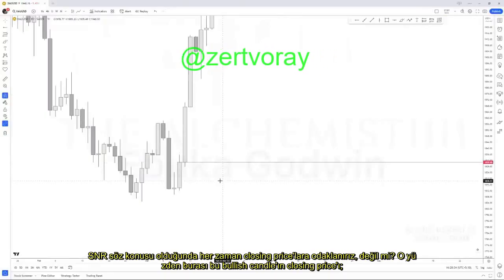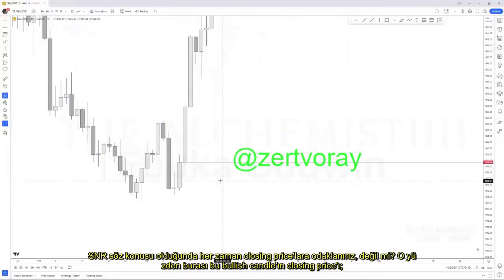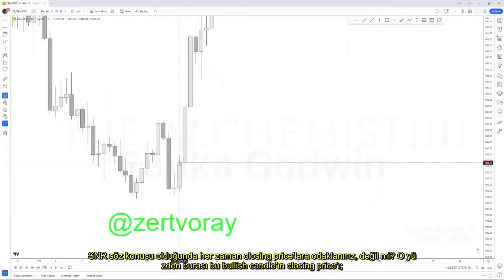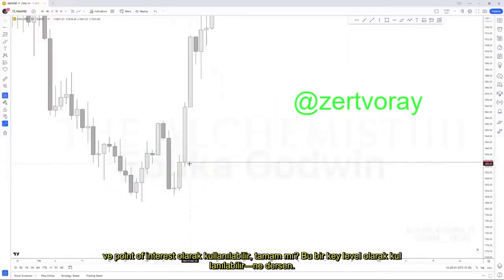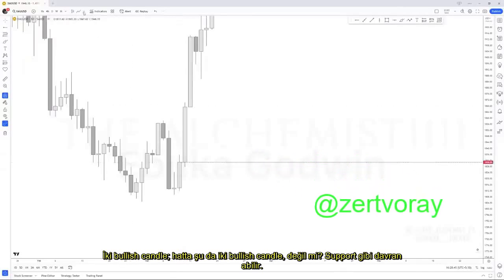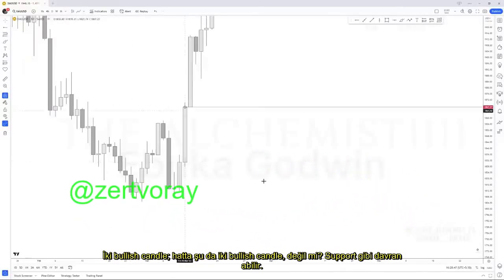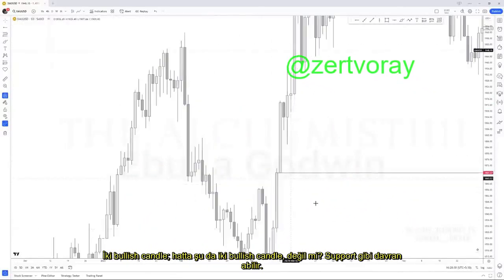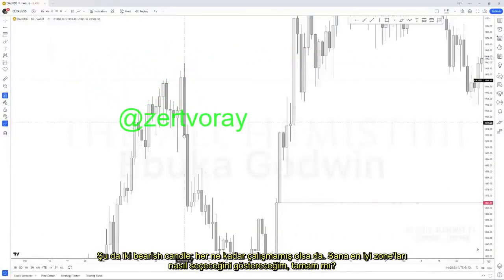I told you when it comes to SNR, we always focus on the closing prices, right? So this is the closing price of this bullish candle that could be used as a point of interest. This could be used as a key level. See, two bullish candles, even this one, two bullish candles, could act as a support. Even this one, two bearish candles.